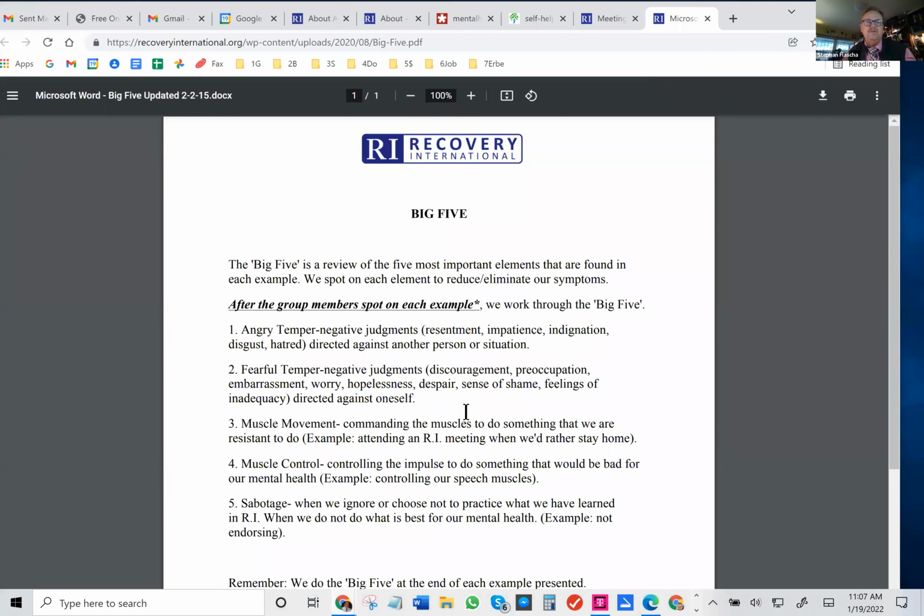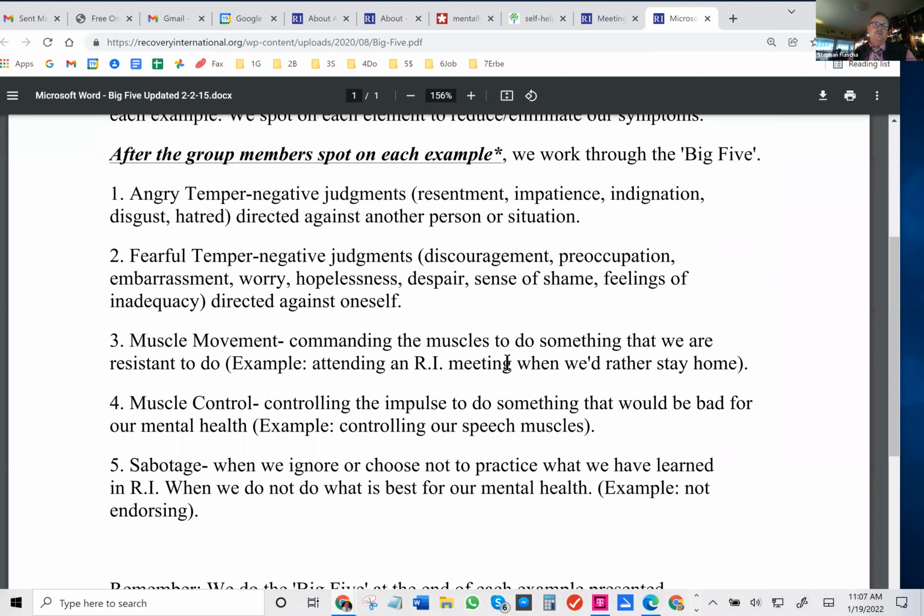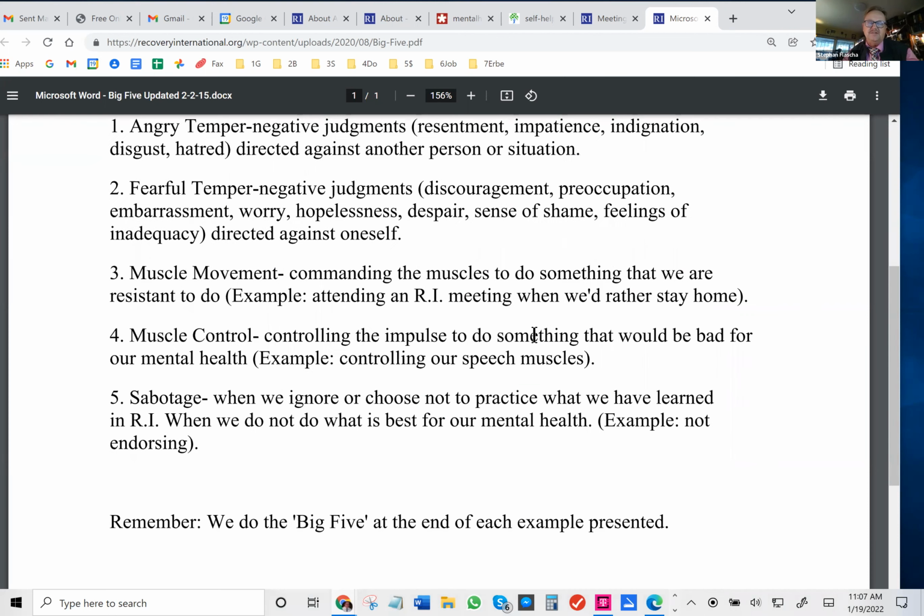Okay, here are the Big Fives, where we kind of review. And the interesting part is to analyze, and that's kind of touchy. Where's the sabotage? Sabotage, he defines as when you're not following his methods. And he claims the authority of a psychiatrist. Dr. Low was a licensed psychiatrist.